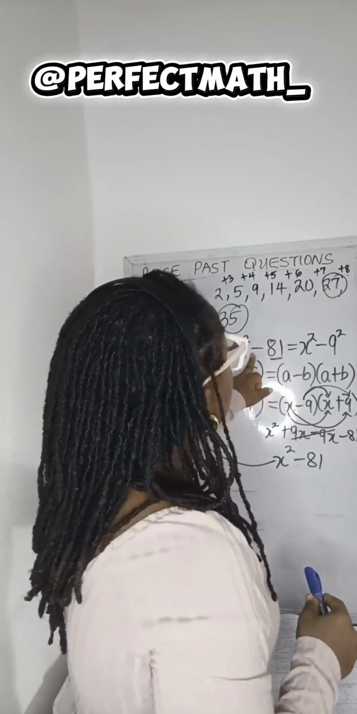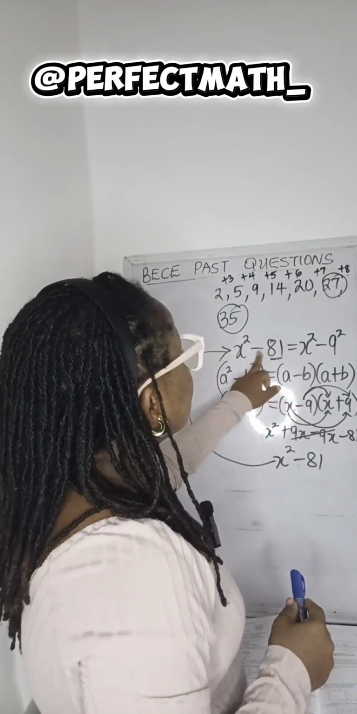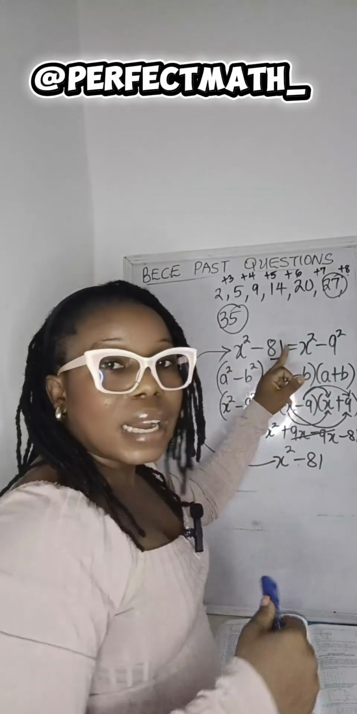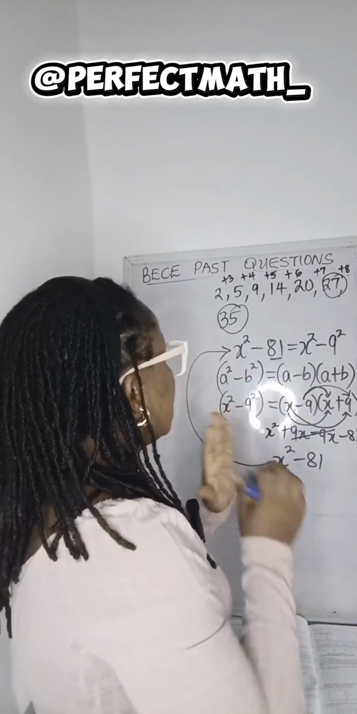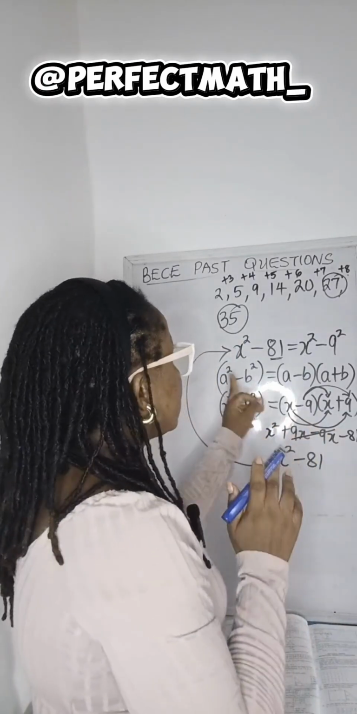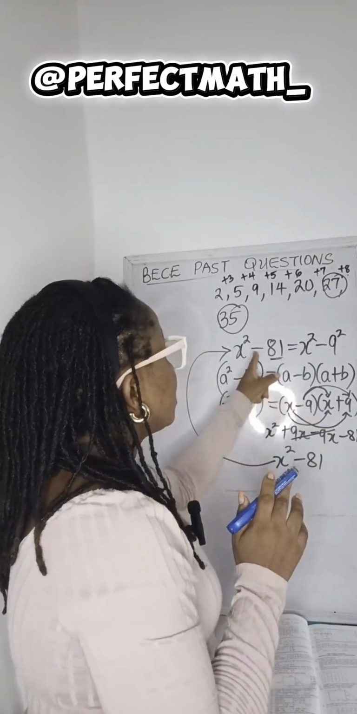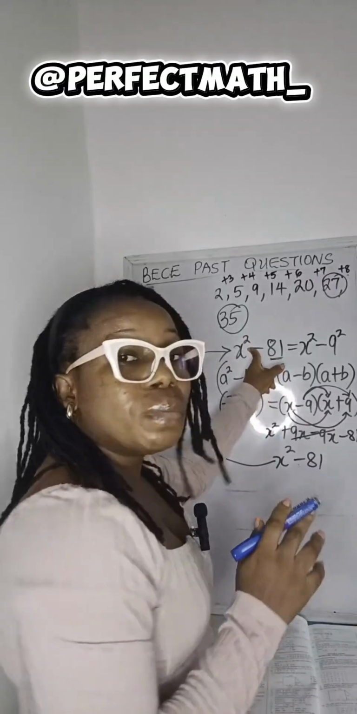So whenever you see something like this, and you can see that the second term can be made into a perfect square, it is just difference of two squares, and you use this format. But remember, it has to be a difference.